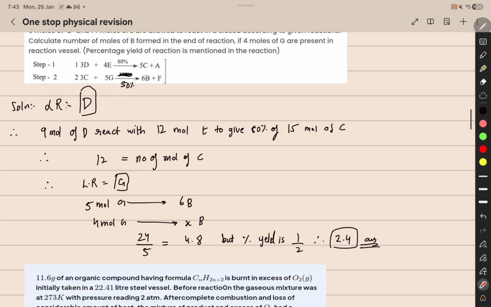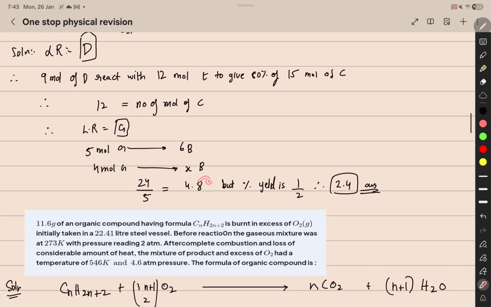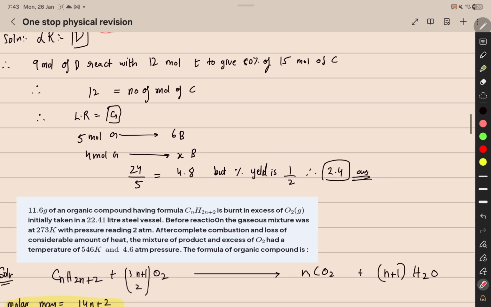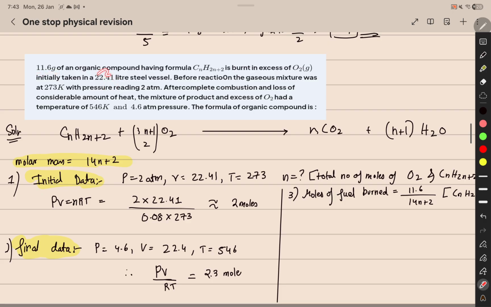We are taking 4 moles of G because that's what they are given. So then you'll get 4.8 as the answer, but the percentage yield of this reaction is 50%, so 2.4 is the answer.